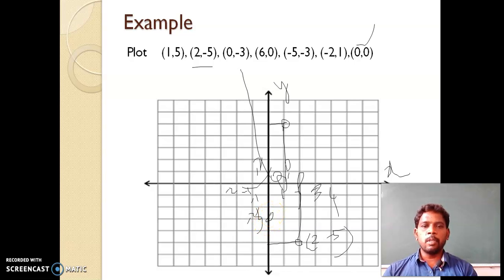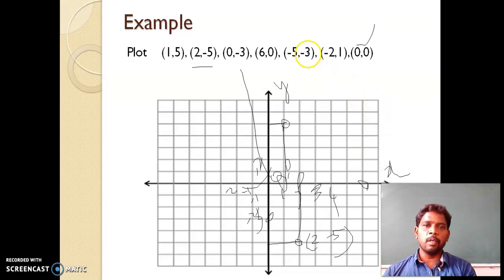Okay, so this one is 0 comma minus 3. And similarly 6 comma 0: this one also lies on an axis only, because 0 is one of the values, and it will lie either on the x-axis or the y-axis. Here the y value is 0, therefore it will lie on the x-axis. On the x-axis at exactly 6, so here 1, 2, 3, 4, 5, 6, it will lie at this point here, right? So that is the procedure to represent the values.